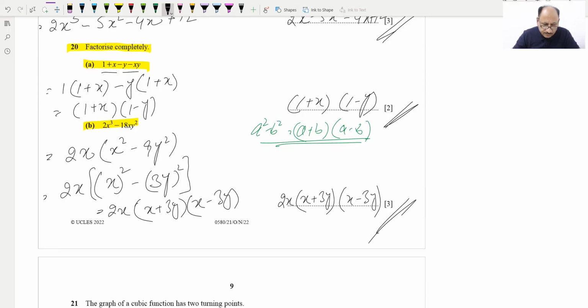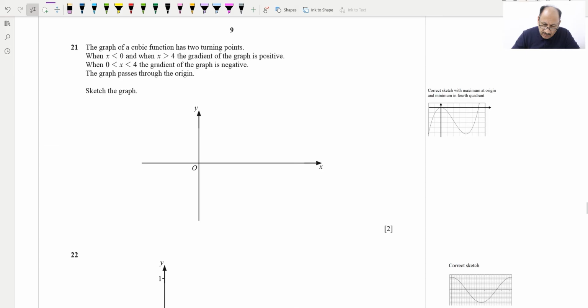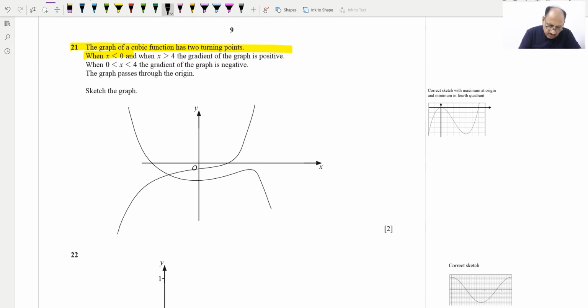This is done. Now question number 21. Question 21 says the graph of cubic function has 2 turning points, and cubic function, you know, is like this one or like this one curve. So we'll check how we'll be sketching this.